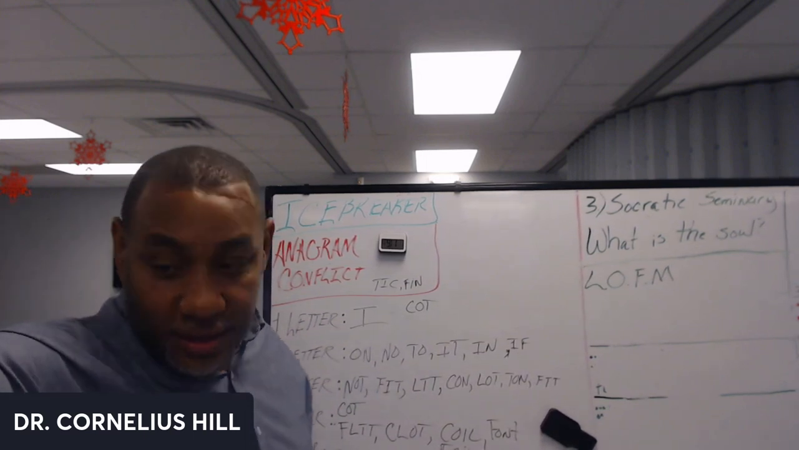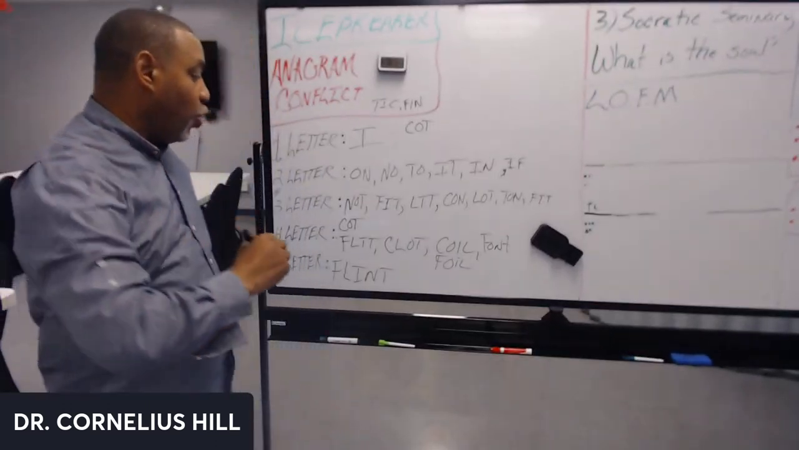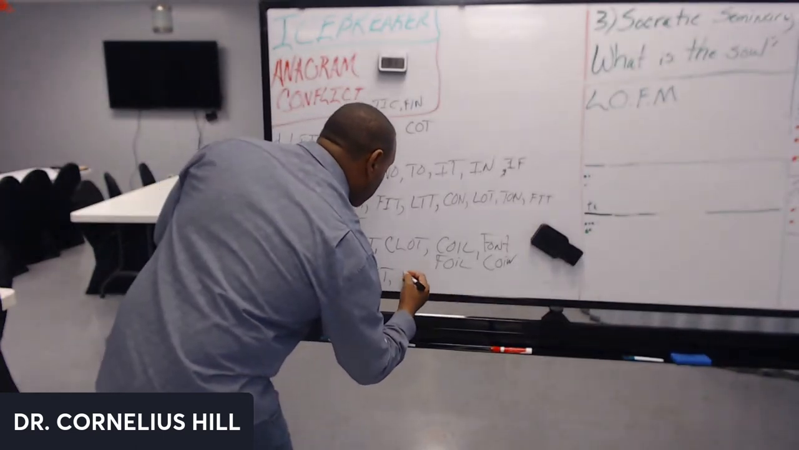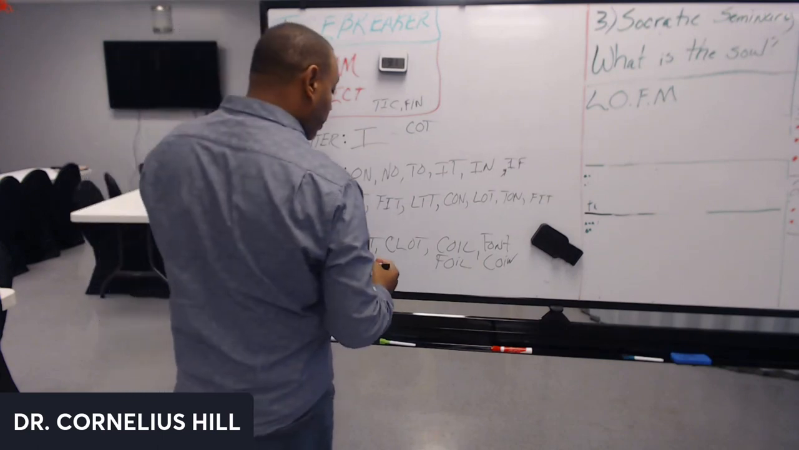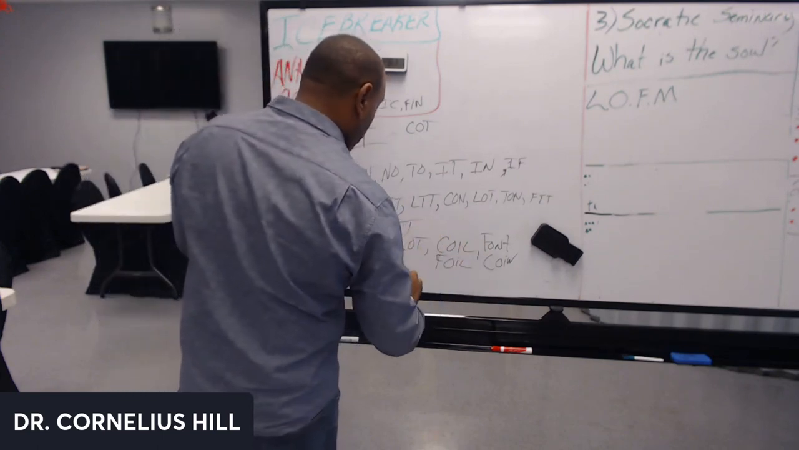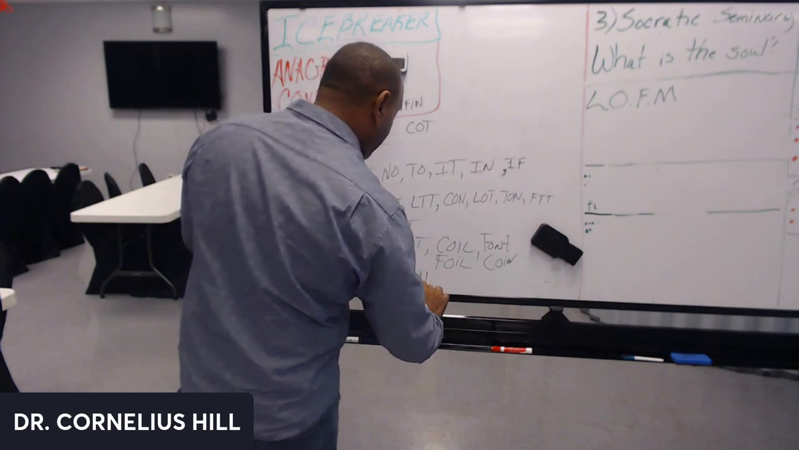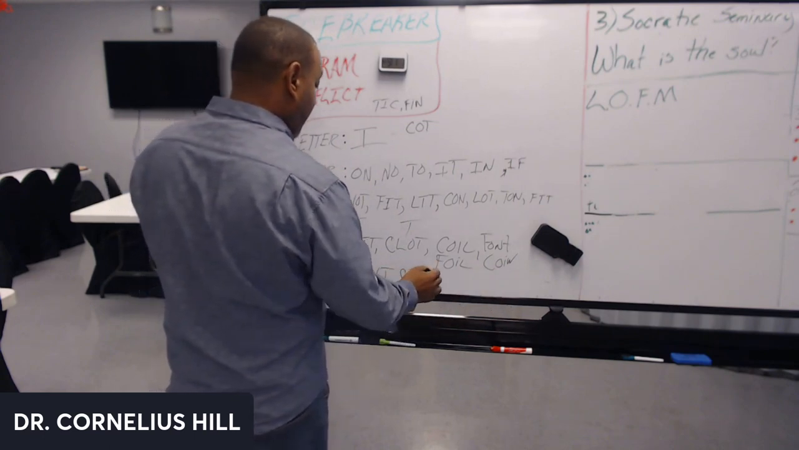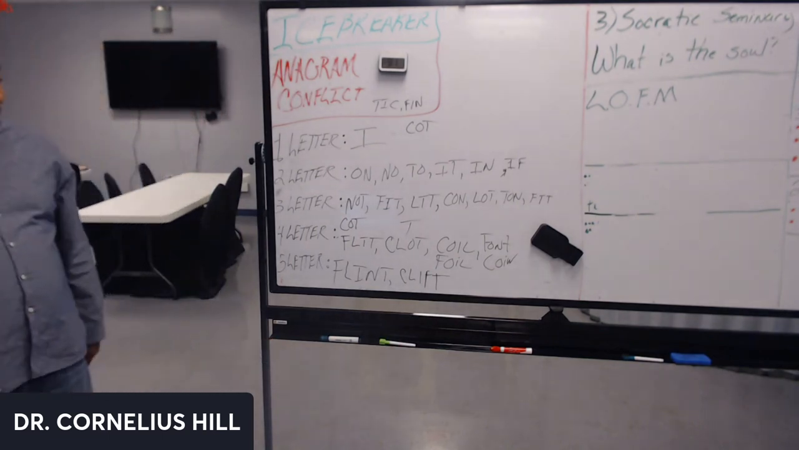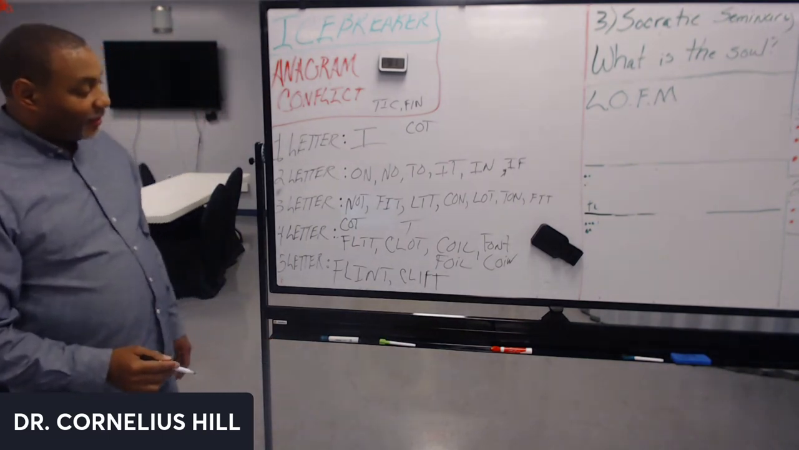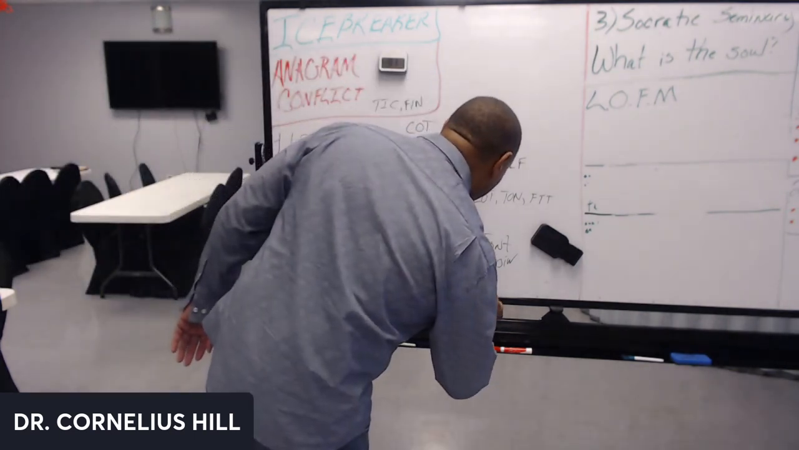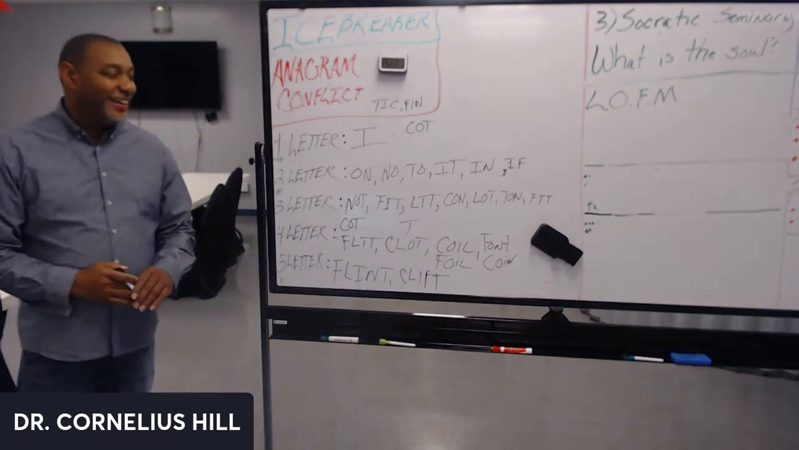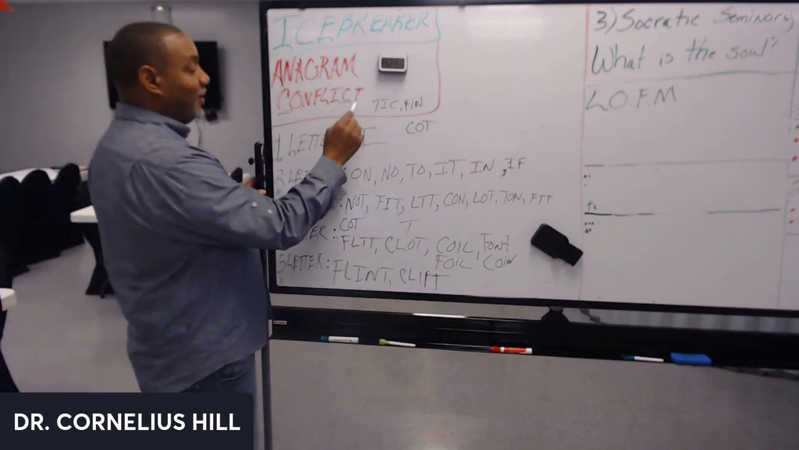Any more five-letter words? Coin. Toil. Yeah. Cliff. Oh, we only got one F, though. Cliff. Colic, C-O-L-I-C? Yeah, only got one C. Oh, we do got two C's, don't we?